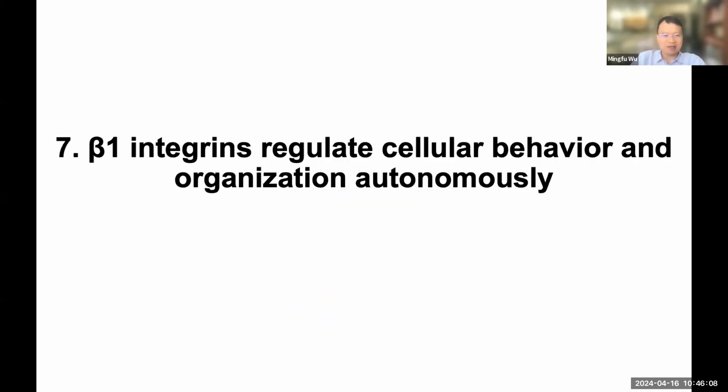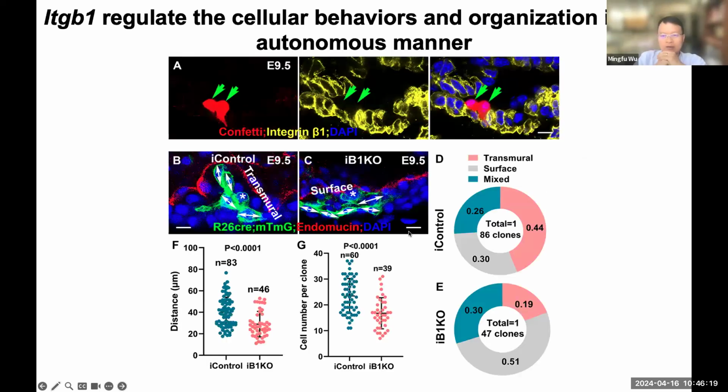Okay, so the last piece of data that I want to talk about is whether beta 1 integrin regulates cellular behavior and organization autonomously. To answer this question, we use a very cool technique called a chimeric model. When I say chimeric, it means we delete integrin beta 1 only in some of the cardiomyocytes, and then we examine the defects of these integrin-deleted cardiomyocytes.